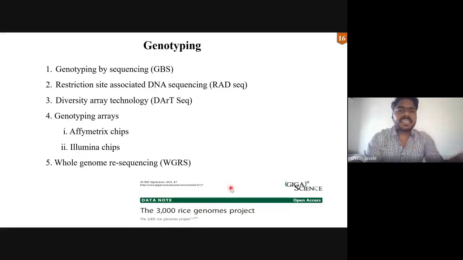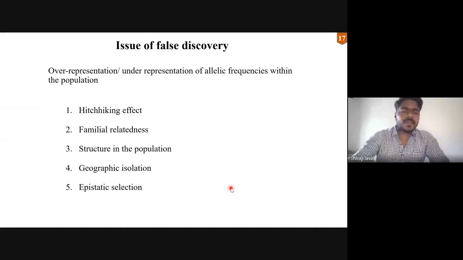We can indent the accessions we need from IRRI, and we can go for phenotyping, and we can use this free genotypic data for GWAS analysis. That's how this WGRS will be helpful. Now, after having very good phenotype and very good genotype data, we have issues of false discovery.